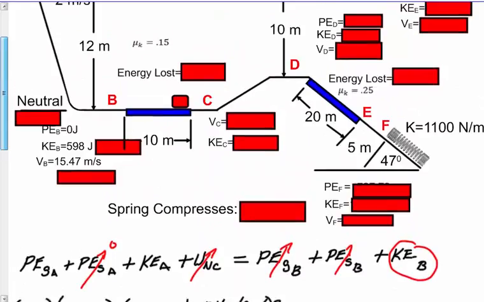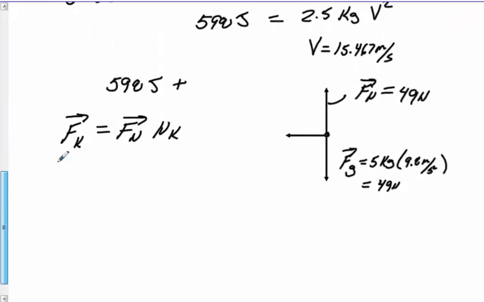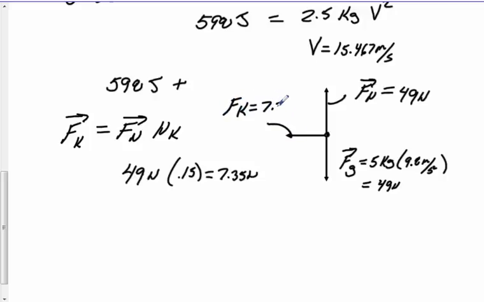I go back up here again. We define the mu, the coefficient of kinetic friction, as 0.15. We follow along exactly what we do here. We take our normal force, 49 newtons. We multiply that by 0.15, our coefficient of kinetic friction, and that's going to give me a value of 7.35 newtons. So this is our kinetic friction, 7.35 newtons.